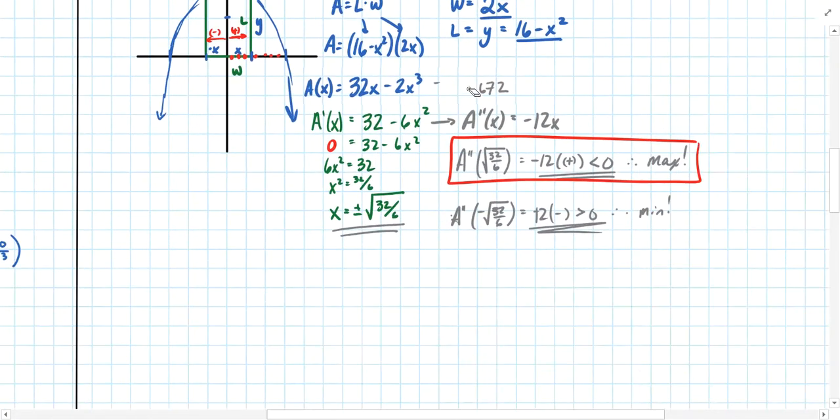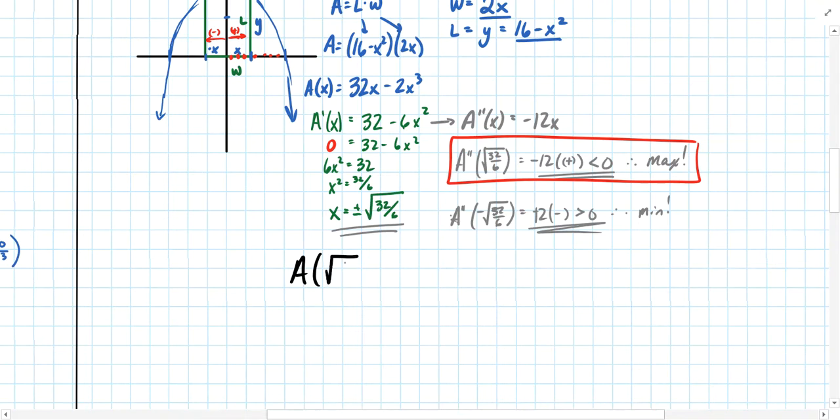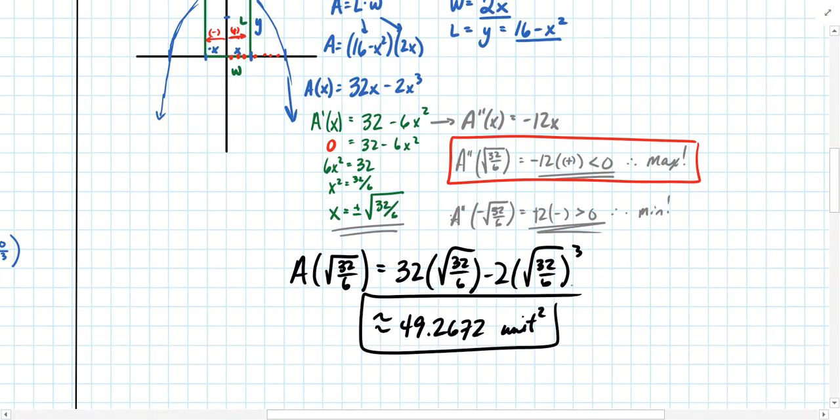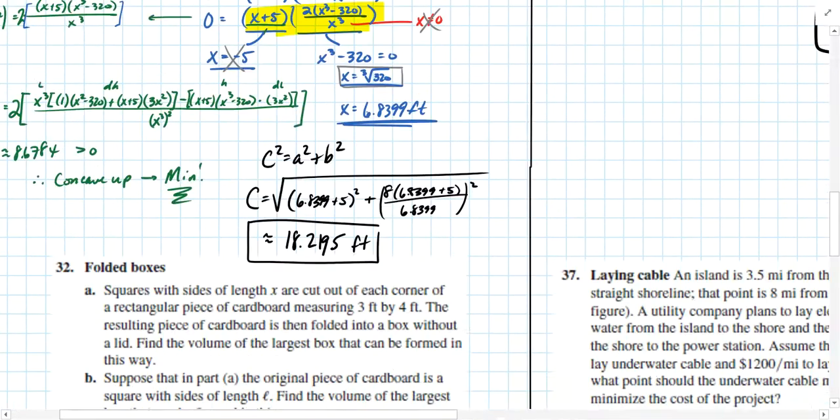So, just to close this out, I know I wasn't real clear here, but I did take the x value that we solved for at the first derivative and checked in our second derivative, and I'm applying that to the original area function, which is, let's go ahead and write it this way, radical 32 over 6, and so 32 times radical 32 over 6 minus 2 times radical 32 over 6 cubed ended up equaling 49.2672 square units. Let's try another example.